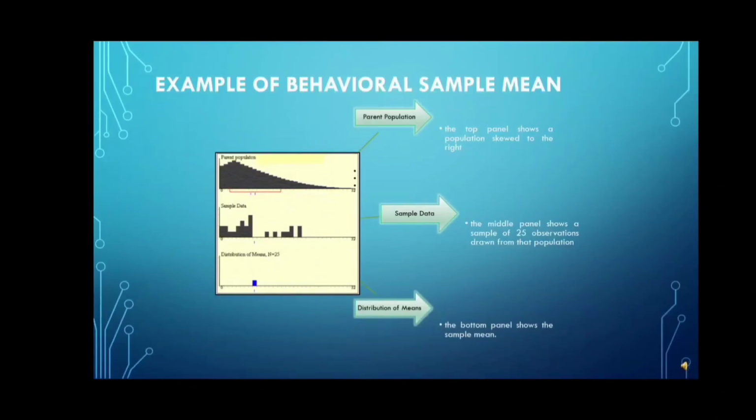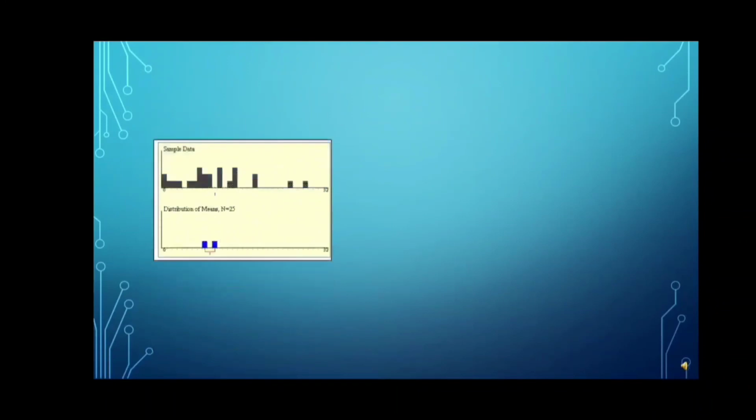As you can see in the illustration given, the top panel shows the parent population, skewed to the right, while the middle panel shows a sample of 25 observations drawn from that population. The bottom panel shows the distribution of the sample means.